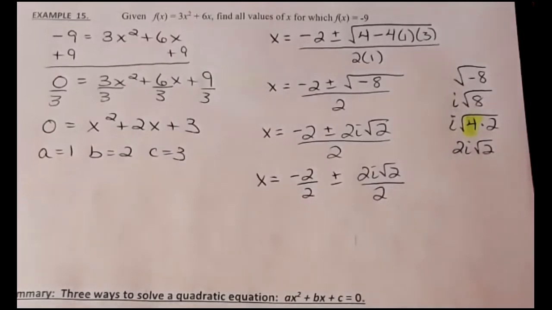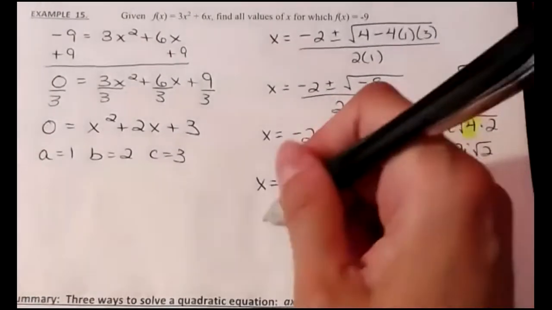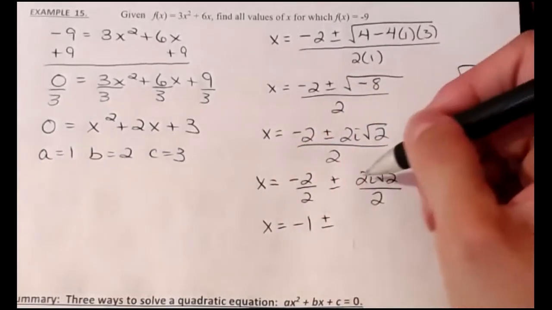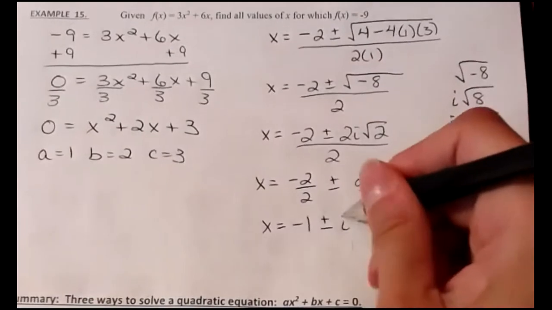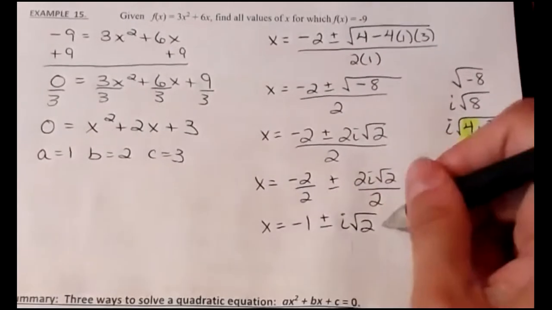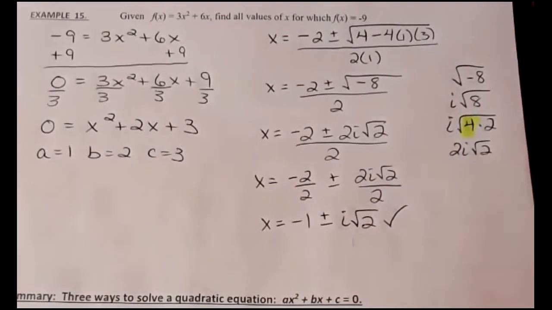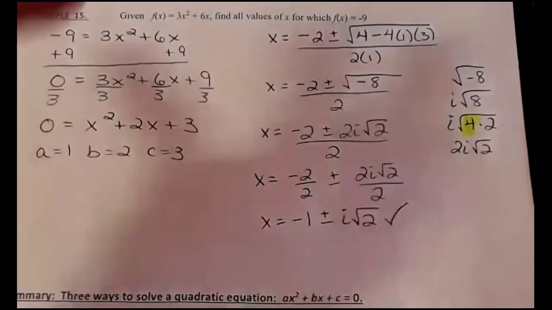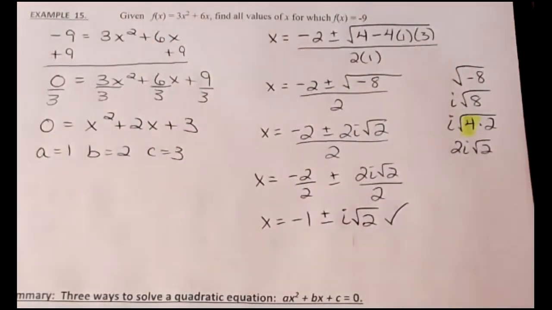Now let's just simplify. Negative 2 divided by 2 is a negative 1. Plus or minus, notice the 2's are going to cancel. And that leaves us with i square root of 2. So my two solutions are negative 1 plus i square root of 2 and negative 1 minus i square root of 2. Okay, this is something that you'll definitely see. This is on par with problems that you will see again and again and again.